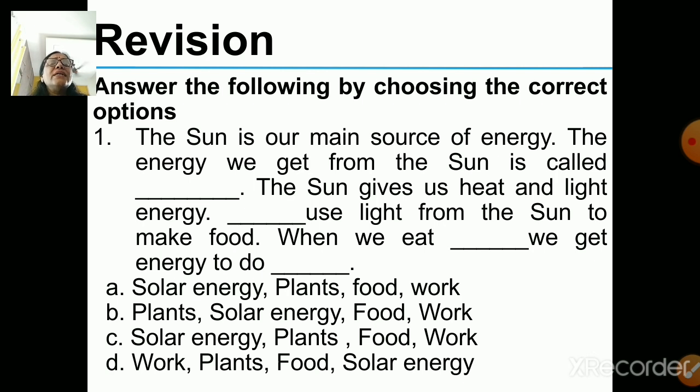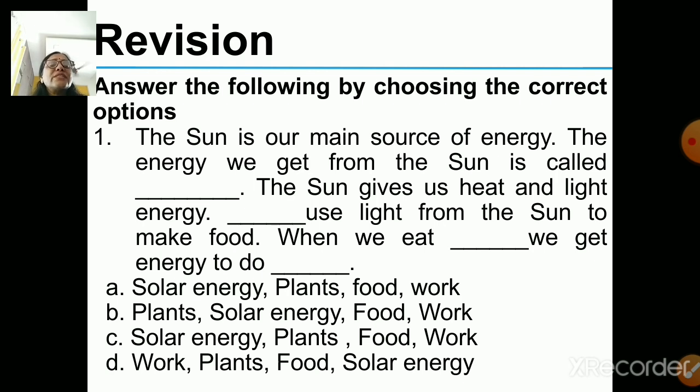See, I am reading. The sun is our main source of energy. The energy we get from the sun is called dash. The sun gives us heat and light energy. Dash use light from the sun to make food. When we eat dash, we get energy to do dash. So 4 blanks are there. Now let us see. First blank, the energy we get from the sun is called, yes, solar energy.